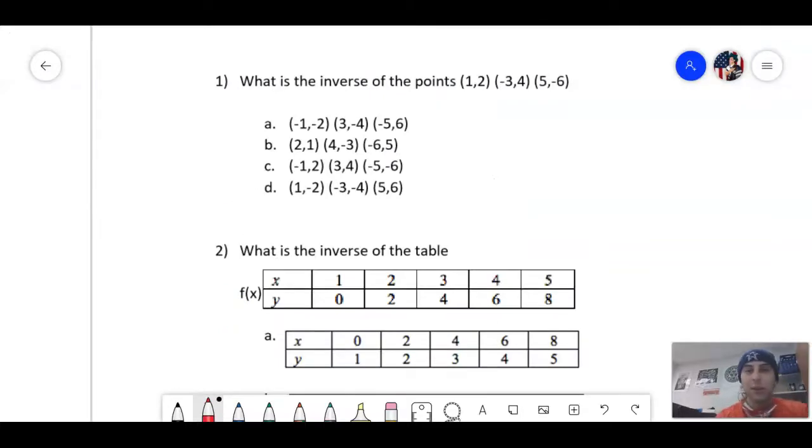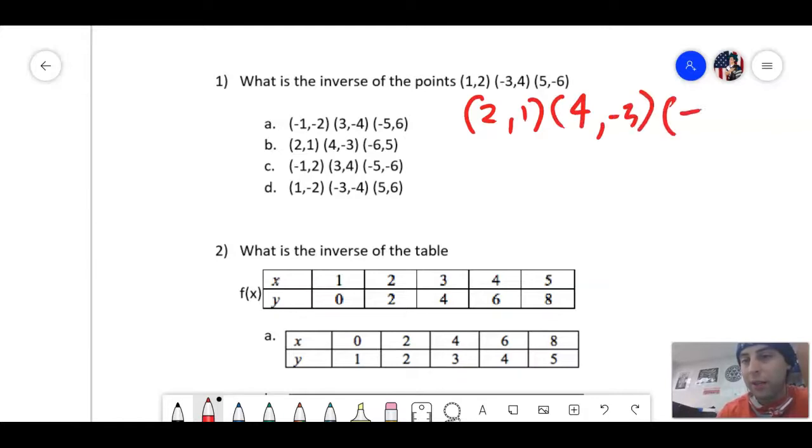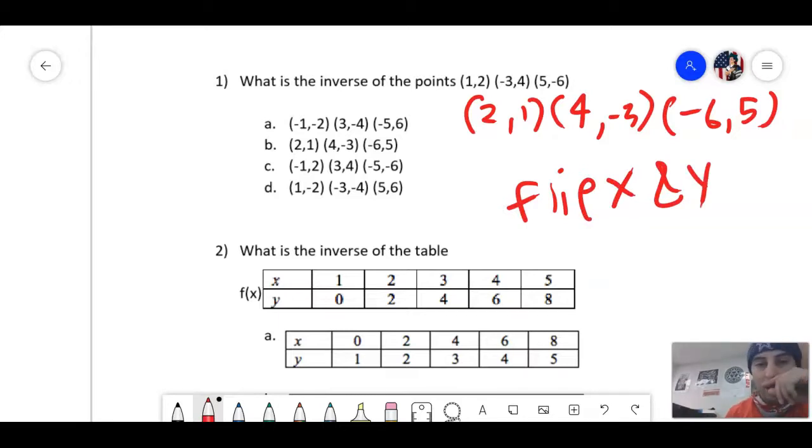All right. So what is the inverse of the points (1, 2), (3, -3), and (4, 5, -6)? So remember, for inverses, you just switch them. So if I switch, I get that. Switch, I get that. If I switch, I get that. Right? What I'm doing is flipping x and y. Right? So which answer choice has (2, 1), (4, -3), and (-6, 5)? That would be B.